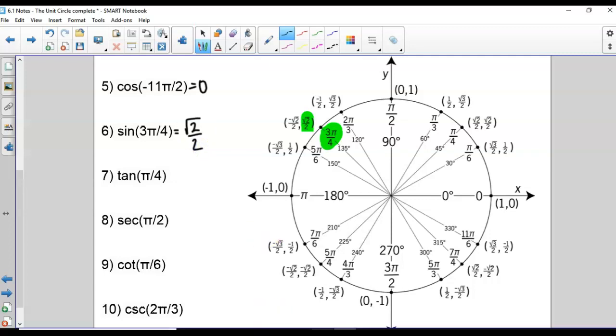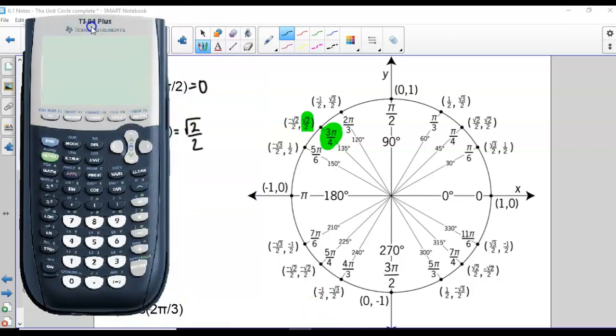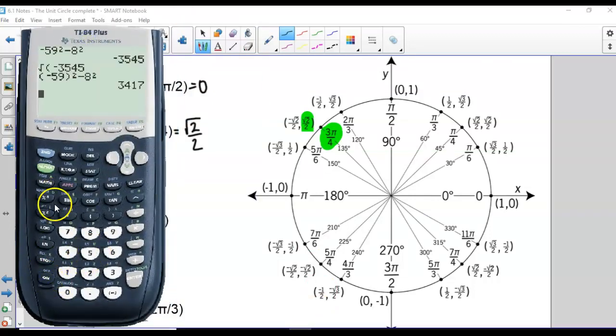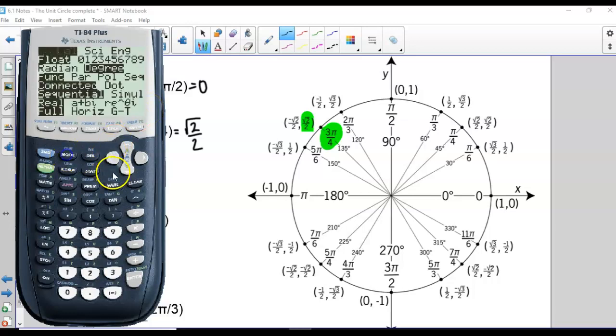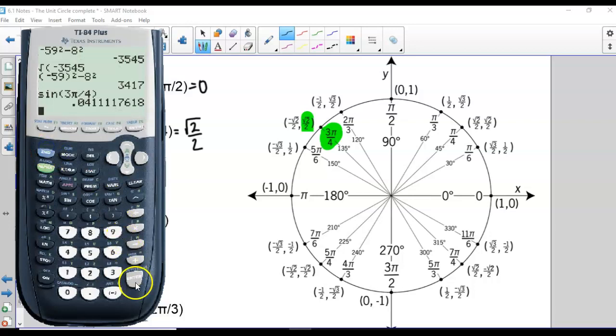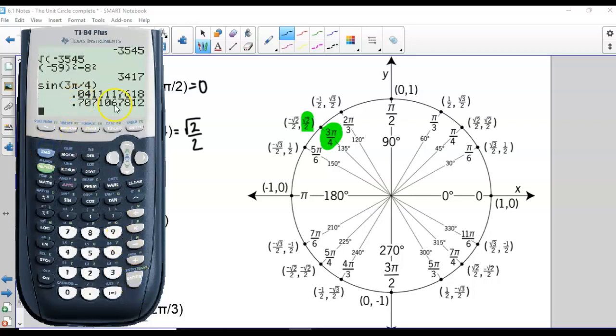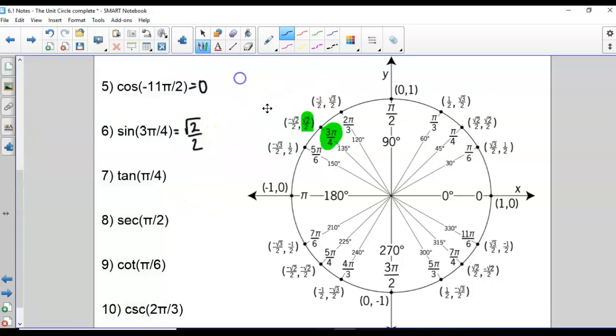And this is the same thing you do when you use your calculator. It's just you don't have to use a calculator for it. If you type in sine of 3 pi over 4, hold on, it's not in radian mode. It's going to give you this, which looks like nonsense, but it's the same decimal as square root of 2 over 2. There.